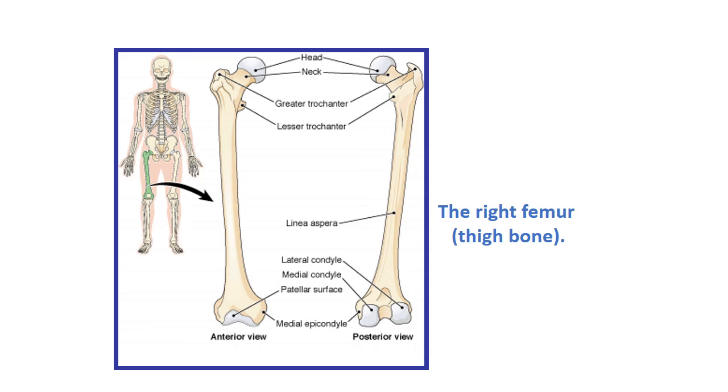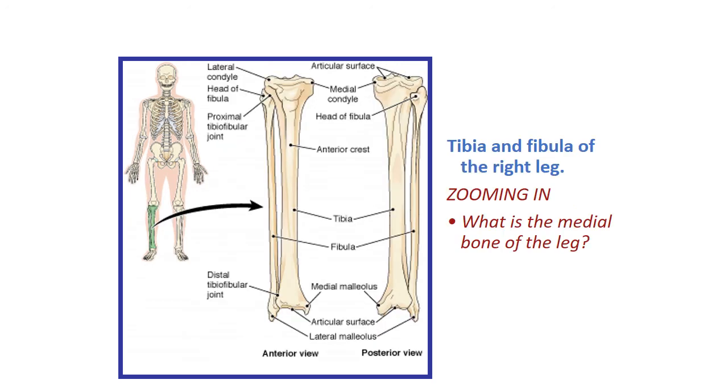Here we have a diagram illustrating the lower leg. Notice we have the tibia on the medial aspect of the lower leg and the fibula on the lateral aspect of the lower leg. And notice the size difference in the tibia and fibula. That concludes our survey of the skeletal system.